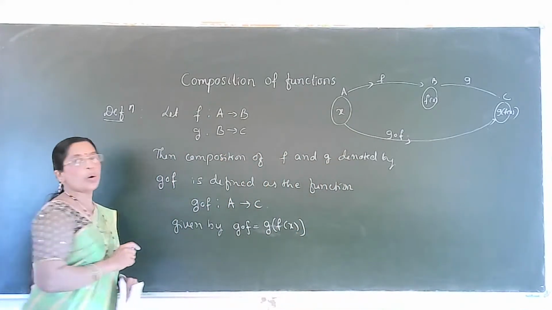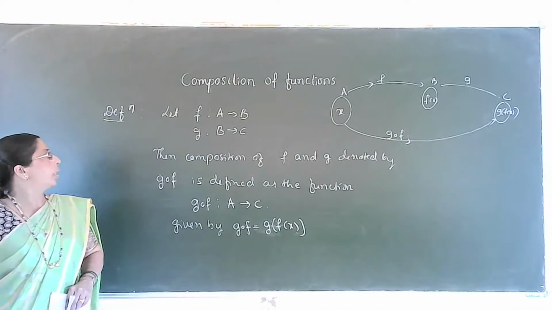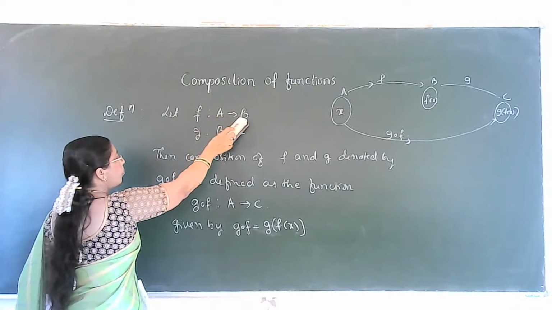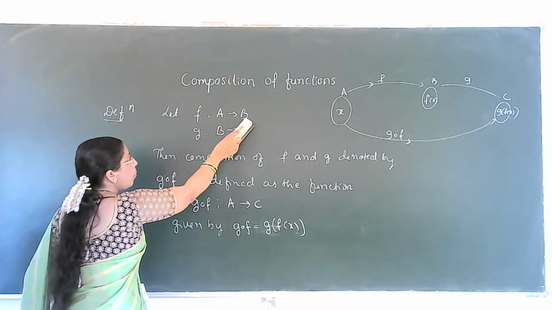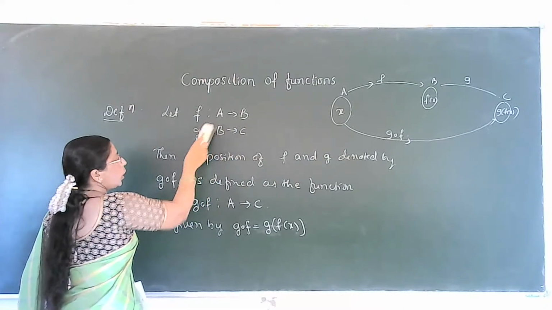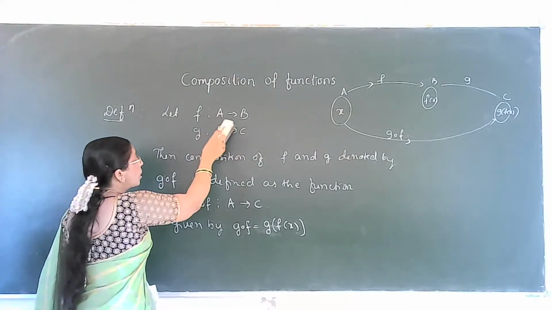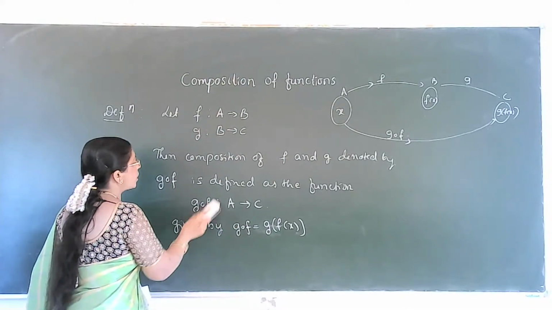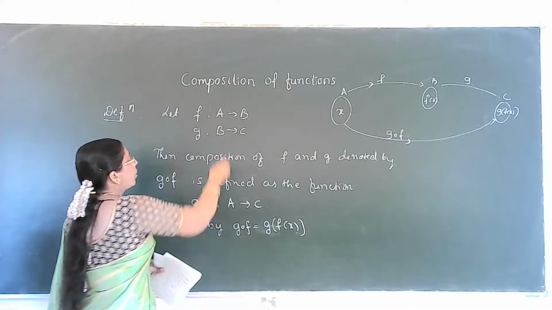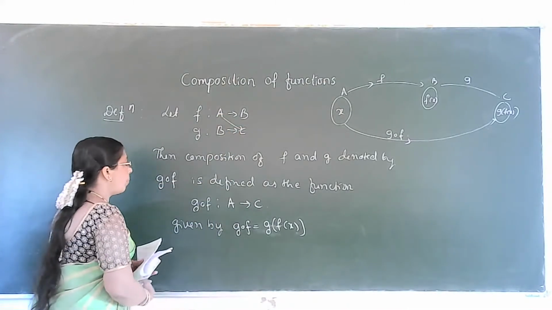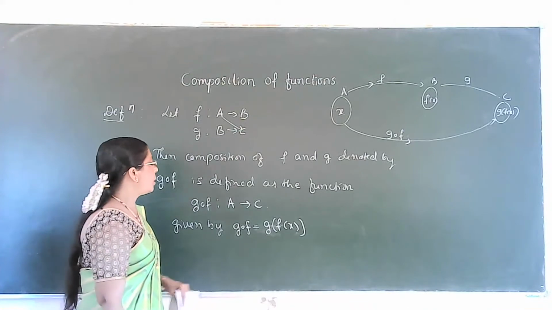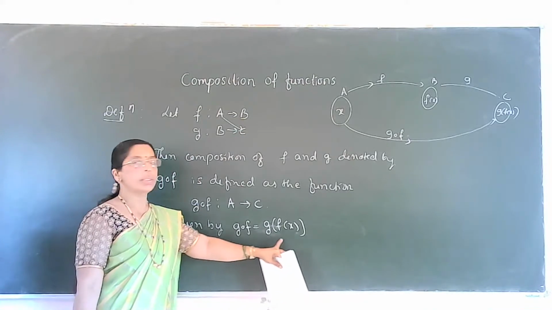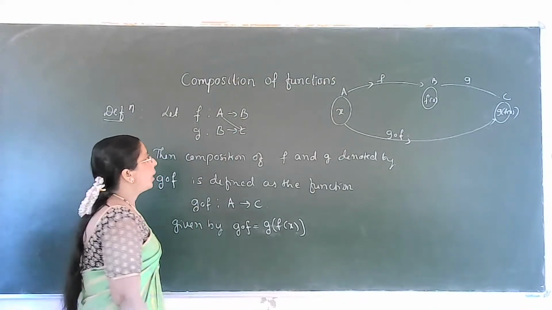This is the composition of function. Here two functions: one is f from A to B, then the second function is from B to C. Then only we call it the composition of function from A to C. g composition f from A to C is given by g naught f equal to g of f of x. Here again f naught g is equal to f of g of y.